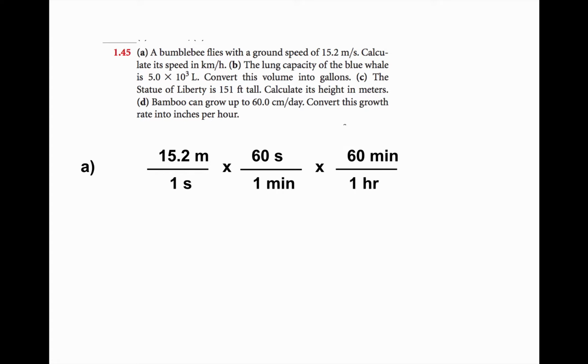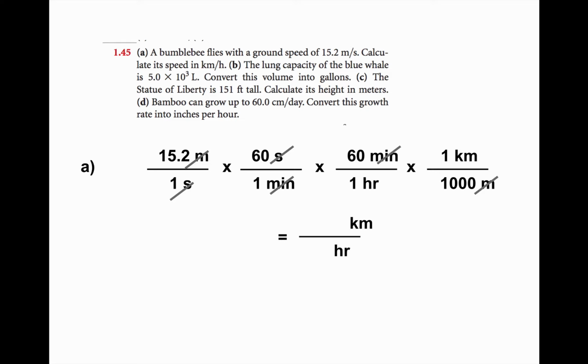Well, I want to go from meters to kilometers. So the conversion factor is for every 1,000 meters, you have 1 kilometer. In this case, I want kilometers up in the numerator, and canceling meters down the denominator. So when I multiply across, everything cancels. Minutes cancel, seconds cancel, meters cancel. I'm left with kilometers per hour.